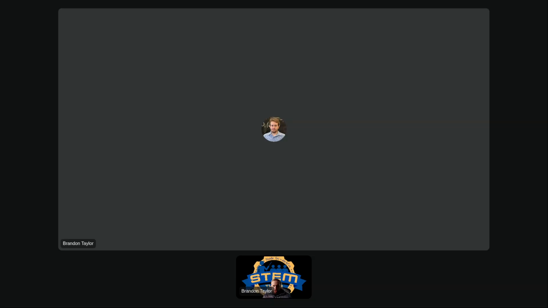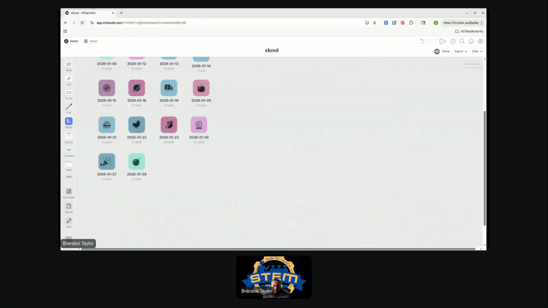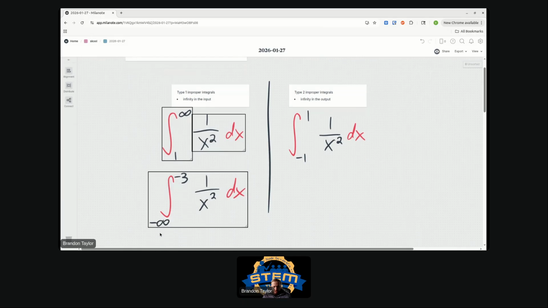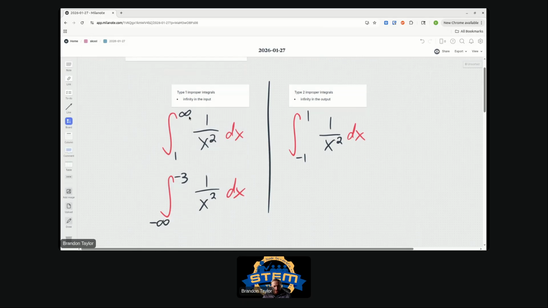So first, let's do a brief summary of where we left off. We talked about this idea of improper integrals. Basically, the thing that makes it improper is that there's an infinity somewhere, either in the input or the output. If the infinity shows up in the input, like these two examples, see the negative infinity on the bounds, that would be a type 1 improper integral. And that's the simpler type. That's what we'll talk about today.